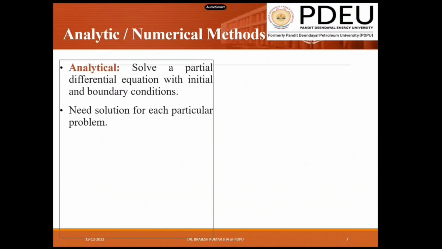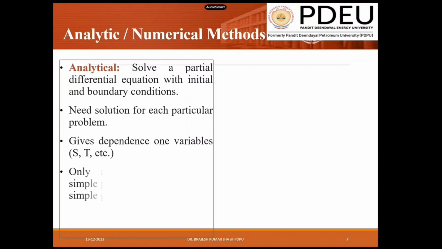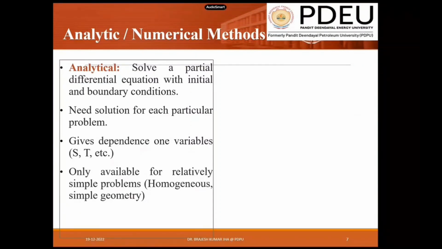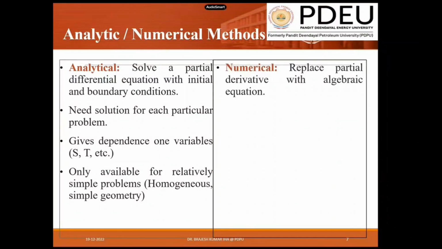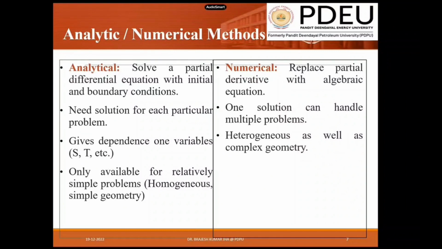So first we will talk about the analytic and numerical methods. We can compare the analytic and numerical methods. To solve a partial differential equation with initial and boundary conditions, we need the solution which is particular to the problem. We can solve analytically problems that are homogeneous in nature and geometry. The numerical method replaces the PDE partial derivatives with algebraic equations. So one solution approach can handle multiple problems. Heterogeneous problems can also be handled, with complex geometry.